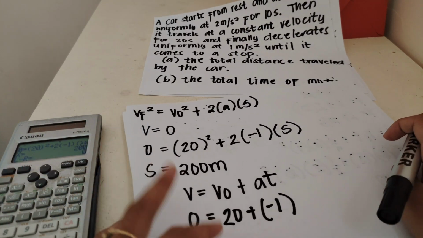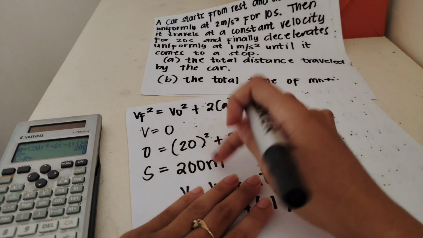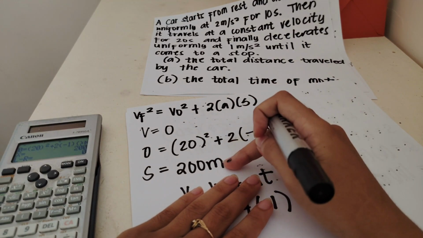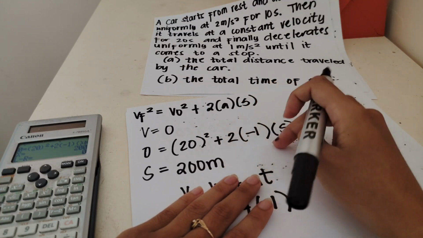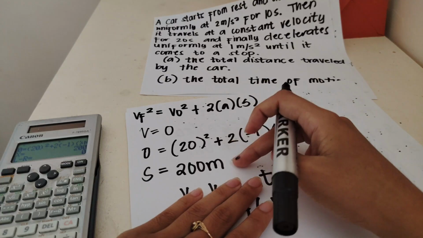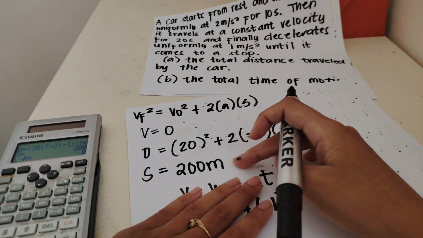So let's continue. Here we have 200 meter distance. So we have already the value of the third phase distance, which is 200 meter. Next we will have to find the time taken to decelerate.